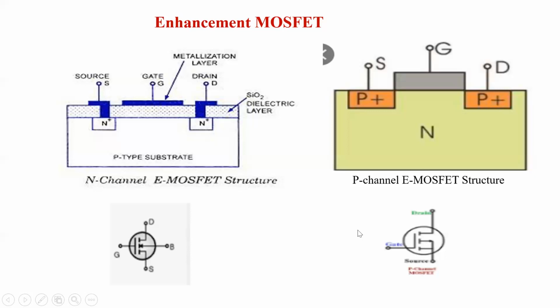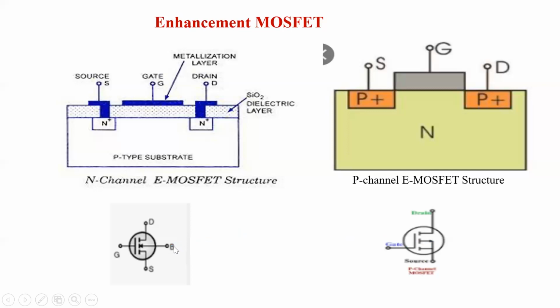Now this is for N channel and this is for P channel. This is the symbol for P channel. So here basically we have three terminals, and in some cases we can also represent the fourth terminal, that is the body terminal. Either we can represent the body terminal or we need not represent it. Here the body is connected to the source.